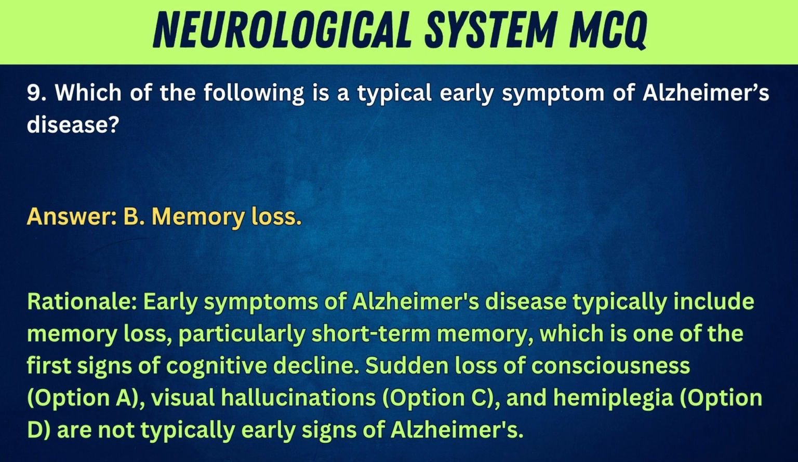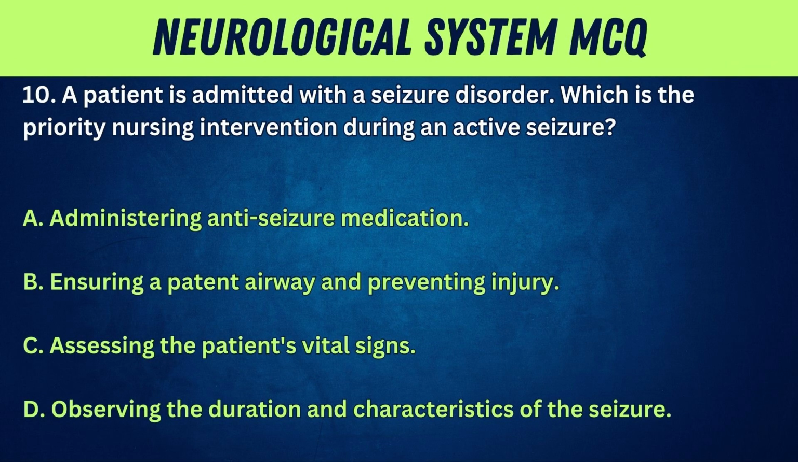Rationale: Early symptoms of Alzheimer's disease typically include memory loss, particularly short-term memory, which is one of the first signs of cognitive decline. Sudden loss of consciousness, option A, visual hallucinations, option C, and hemiplegia, option D, are not typically early signs of Alzheimer's. 10. A patient is admitted with a seizure disorder.